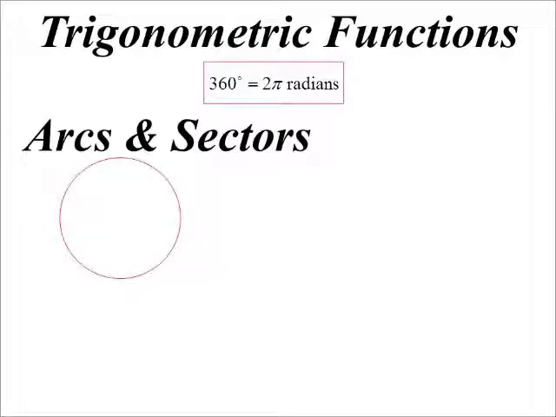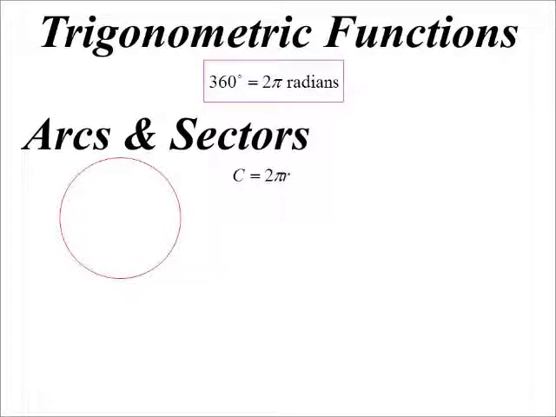So, arcs and sectors. There's a good old circle. We know, of course, that circumference is 2 pi r and area is pi r squared. Now, there's our sector. AB would be a minor arc. Of course, there's a major arc the other way as well. But I only want to find the length of that minor arc.